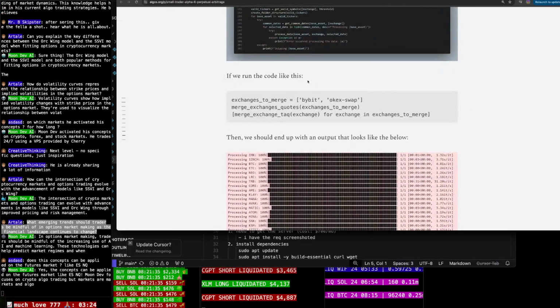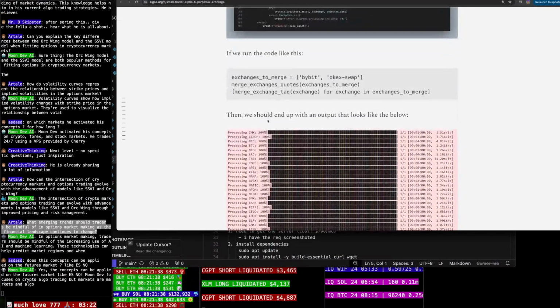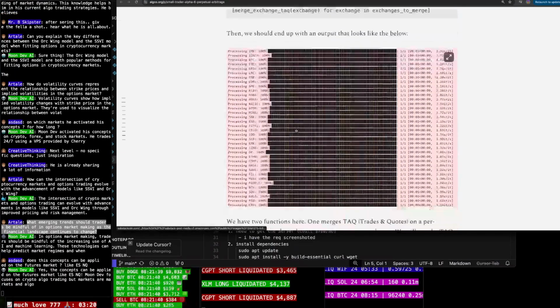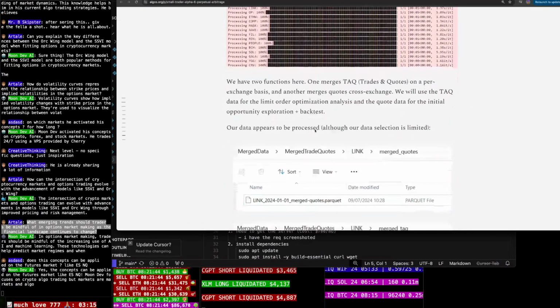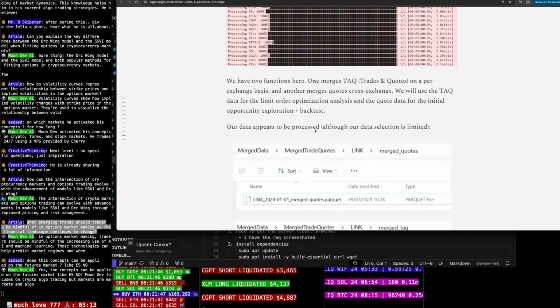If we run the code like this, exchanges and merge by bit. Okay. Merge exchanges. Then we should get this. We have two functions here. One merges TAQ, trades and quotes, on a per exchange basis, and another merges quotes cross exchange.